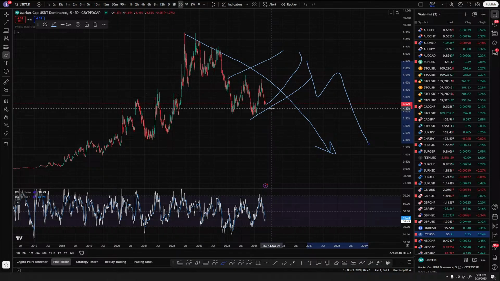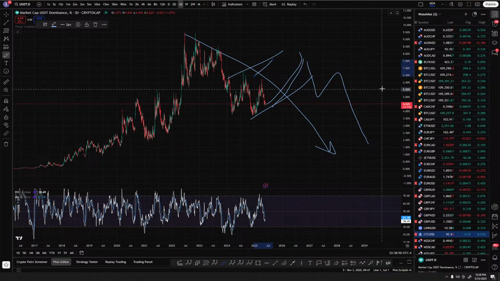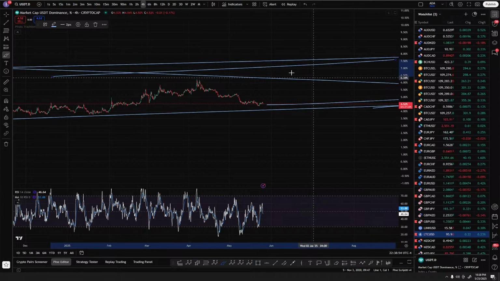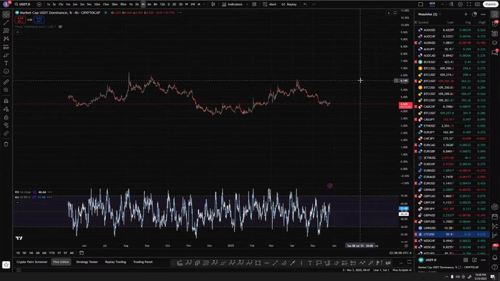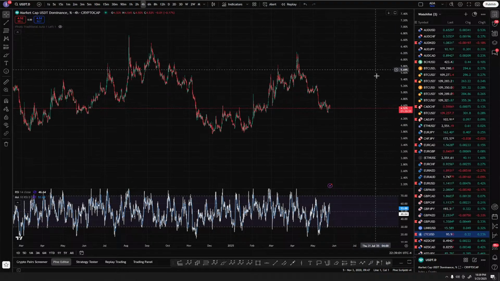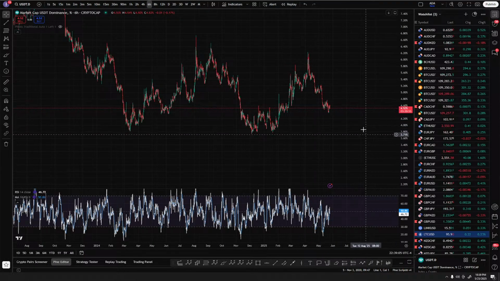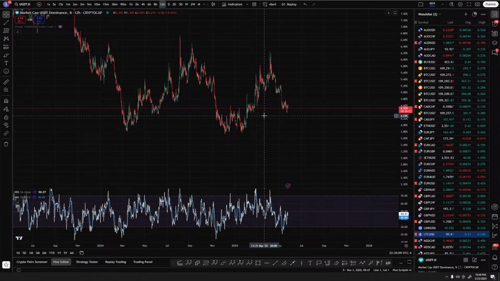So yeah, we could be in an intermediate wave to the upside. This is a 3-day chart, right? That's 3 days. So looking at the 4-hour. 6 hour. I mean, nothing there.